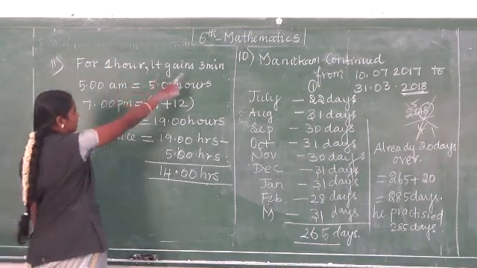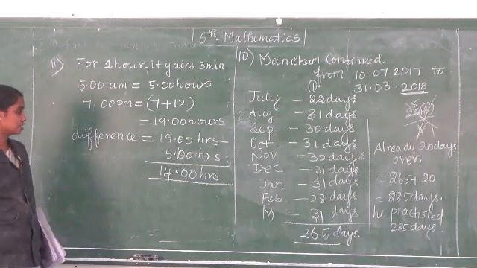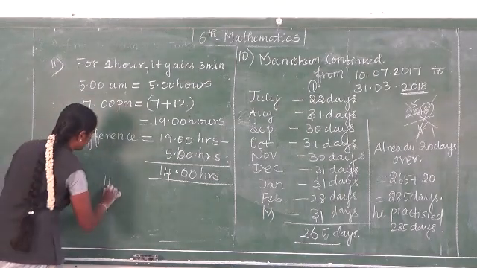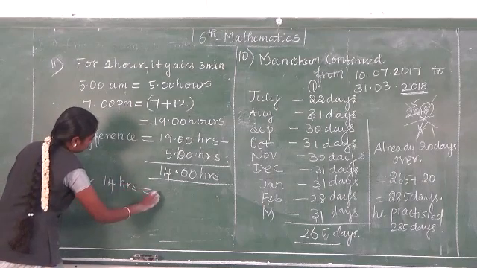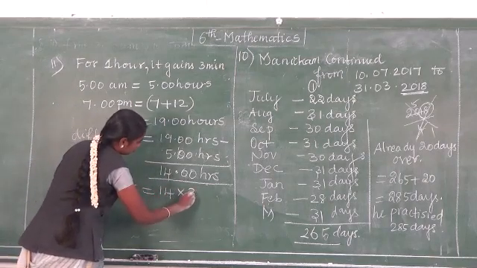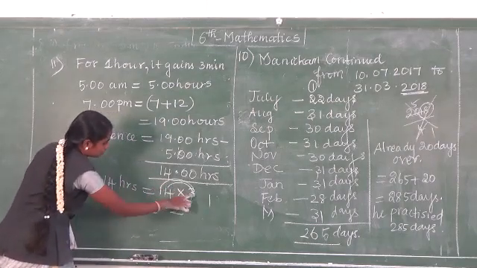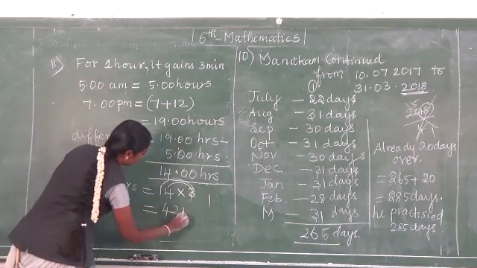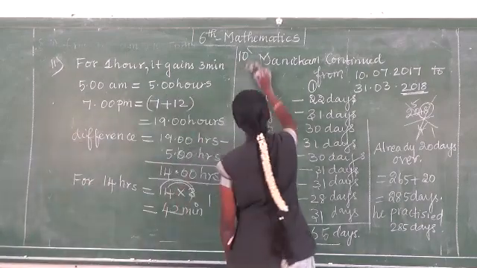For 1 hour it gains how many minutes? 3 minutes. So for the 14 hours, 14 into 3, 12, remainder 1, 3 ones are 3, 3 plus 1, 4. So it gains 42 minutes.